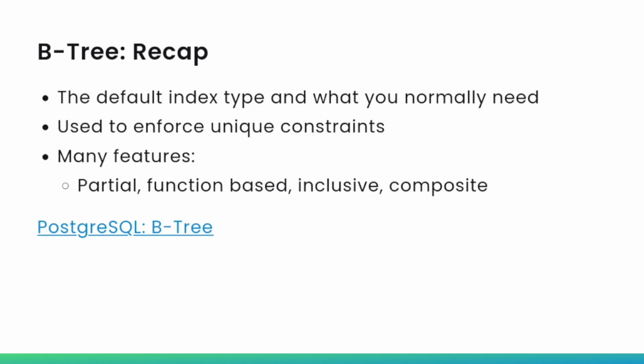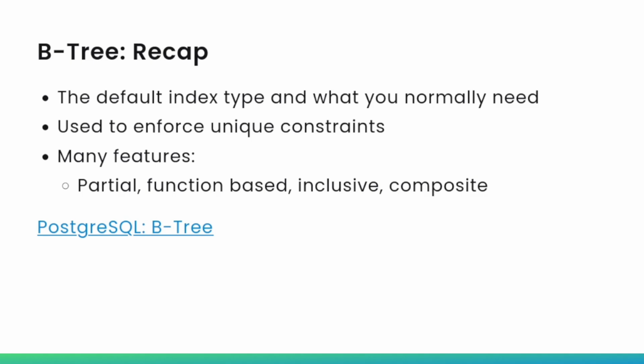So, recap of B-tree indexes. B-tree is the default type of index in Postgres, what you normally need. If you're not sure what to use, use a B-tree index. A B-tree index is used to enforce a unique constraint, which is also used to enforce a primary key constraint. And there are many features. We saw partial indexes, function-based indexes, inclusive and composite indexes, lots of fun. So this is it for B-tree index.